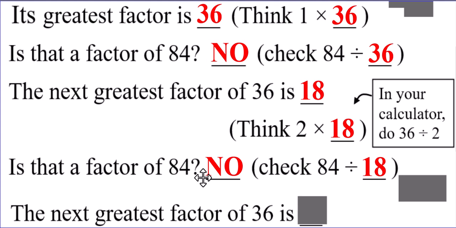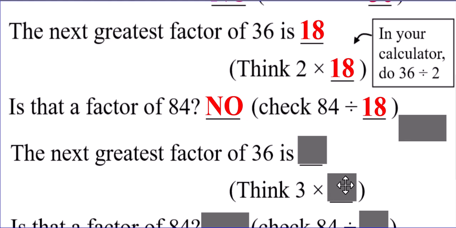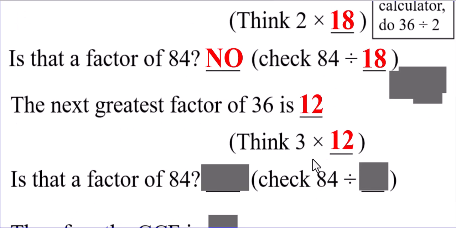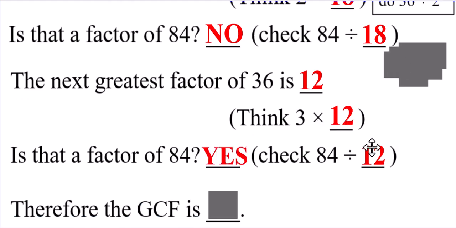So what do I do? I just keep repeating this process. Instead of 1 times 36 and 2 times 18, well, could 3 times something give me 36? We'll take 36 divided by 3, and you get 12, which means 3 times 12 gives you 36. So that's the next greatest factor of 36. And what I have to do is check to see if that is a factor of 84. The way I do that is in my calculator, I take 84 divided by 12. Now, what do you get when you take 84 divided by 12 in your calculator? You get 7. That's a whole number. So what does this mean? It means, yes, 12 is a factor of 84.